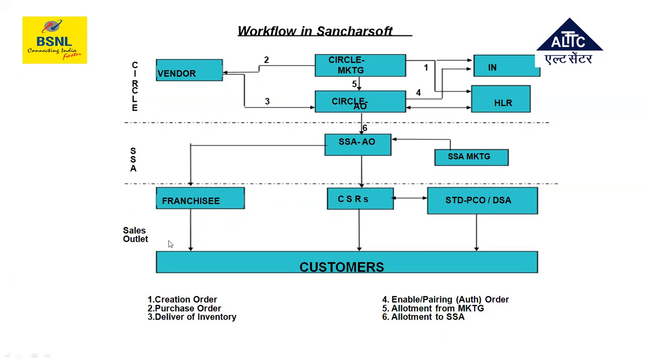The customer may move out to franchises, CSC and CSR, and STD PCO direct selling agents. The franchisee is directly connected to the SSA level account officer, and if somebody wants to go directly to marketing, that is also directly connected. So this is just an overview of the workflow of Sanchar Shop.